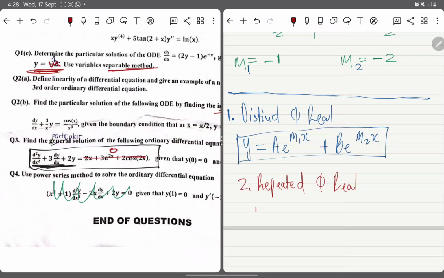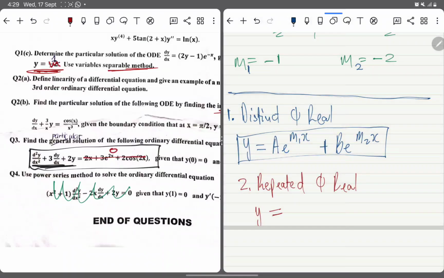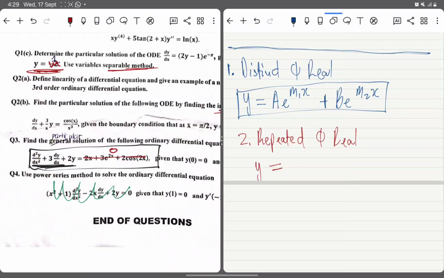So now how would I have y? Because the next stage will be to create the equation. What will be y now? When you have it like that, here is what your y will now be. For repeated and real, you are going to just have it like this.